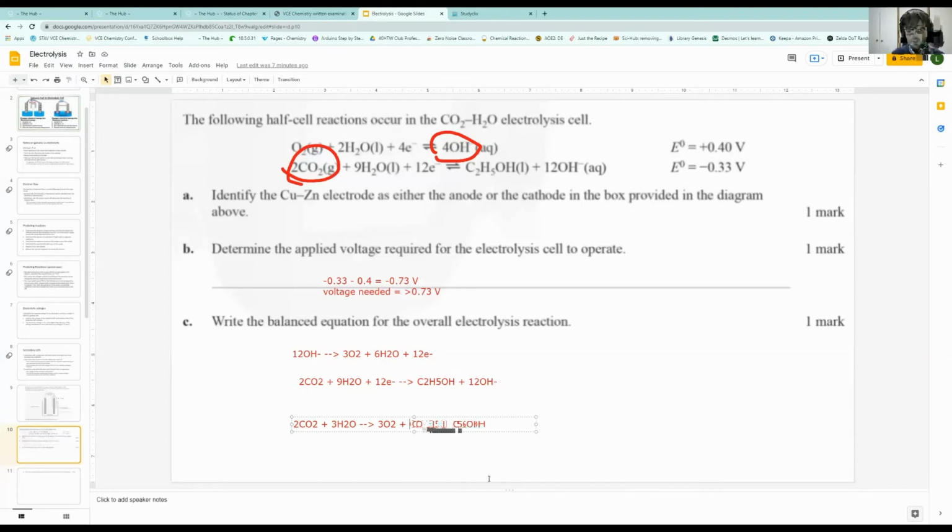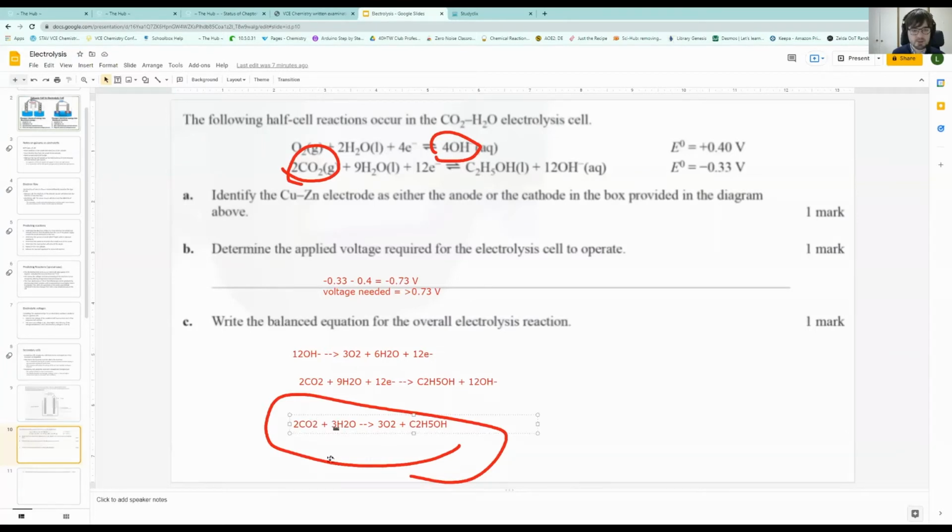I'm going to just double check the balance in here. I've got 2 carbons, that looks good. I've got 4 plus 3 is 7 oxygens, goes to 6 plus 1, which is 7 oxygens, that's good. I've got 6 hydrogens here, I've got 6 hydrogens here. This looks like a good overall electrolysis reaction.